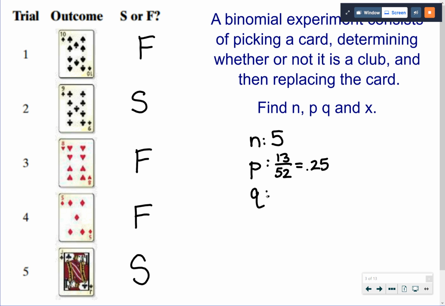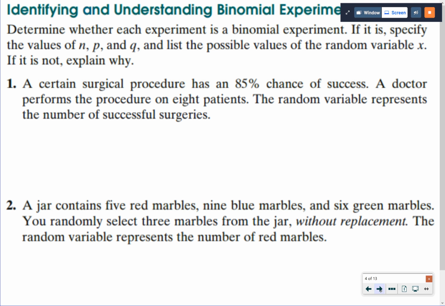Q is the probability of failure, not getting a club in this case. So if the probability of getting a club is 0.25, the probability of not getting a club is 0.75. Remember, you can just do 1 minus P to get that Q. It's always going to be a complement. Last but not least, X is the number of successes. How many successes were in this trial? 2. Questions? Finding those variables.